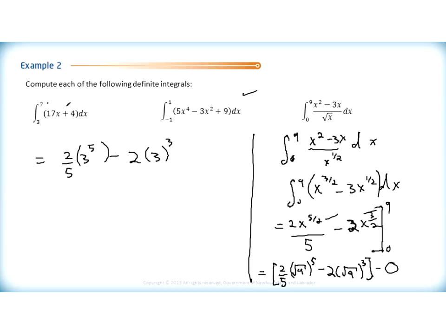So let's see, 2/5 of 3 to the power of 5 minus 2 times 3 cubed, which is 27, gives us 43.2. So 43.2 is the exact area under that curve on the interval from 0 to 9. Okay, your turn question.